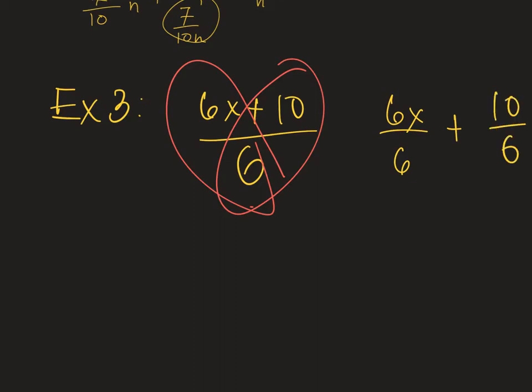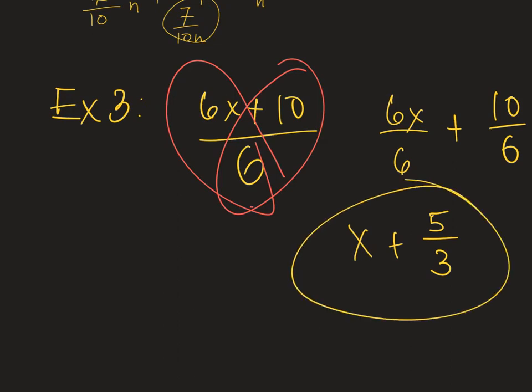So if you look at this, 6x divided by 6 is going to give me x, plus 10 divided by 6. And 2 goes into both, so it's going to be 5 over 3. Okay, and that's your answer.